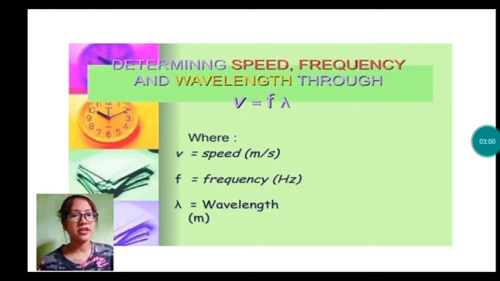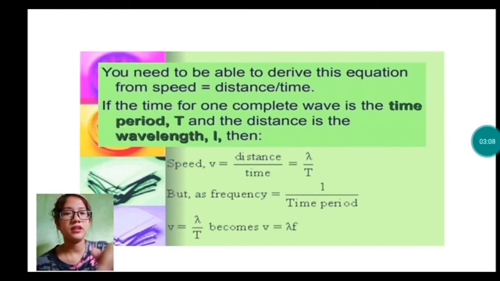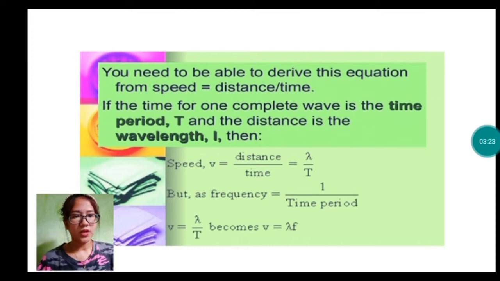Speed, frequency, and wavelength are related through v = fλ, where v equals speed in m/s, f equals frequency in Hz, and λ equals wavelength in m. You need to be able to derive this equation from speed equals distance over time. The time for one complete wave is the time period, T, and the distance is the wavelength, λ. Speed v equals distance over time, equals λ over T, but frequency equals 1 over the time period. So v = λ/T becomes v = fλ.